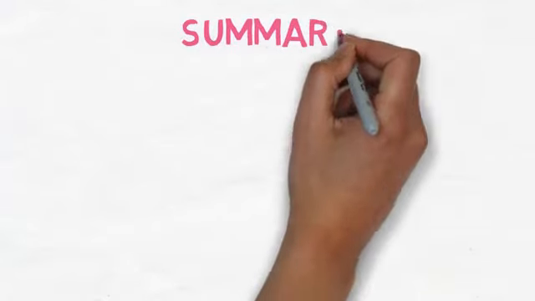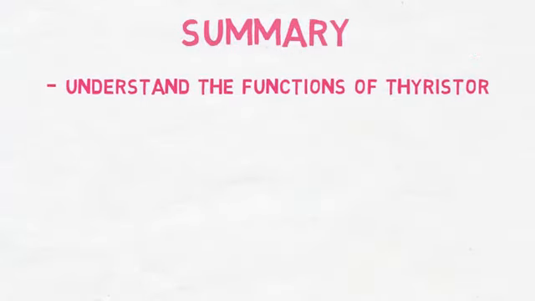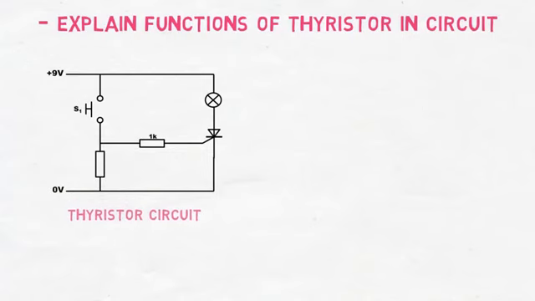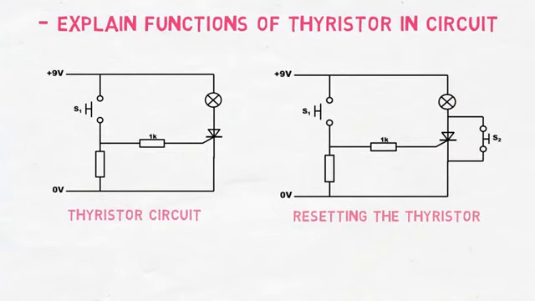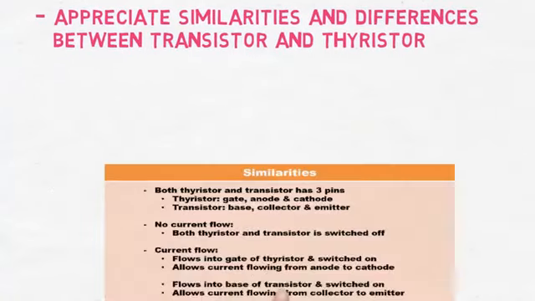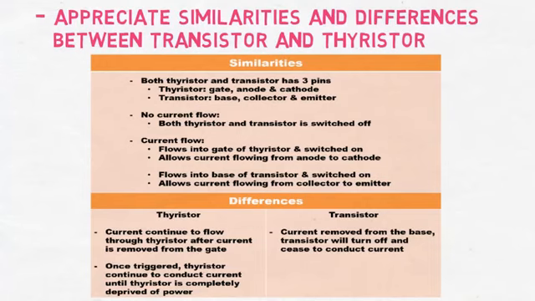Coming to the summary, by now, you should have understood the functions of thyristor and identify and draw the circuit symbol of thyristor. Explain the function of thyristor in circuit. And lastly, appreciate the similarities and differences between transistor and thyristor.